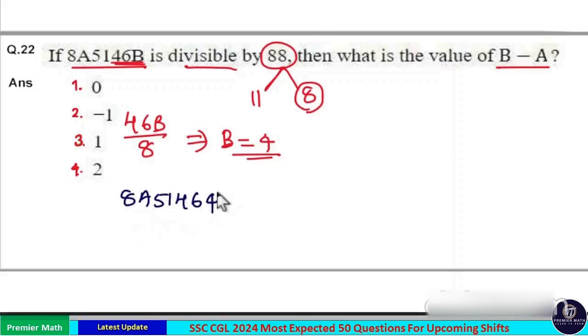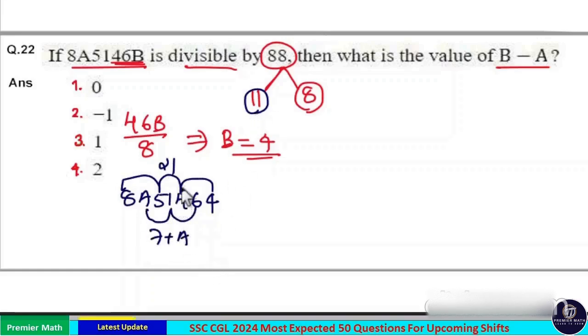So 8A5146B, with B equal to 4 here, should be divisible by 11, so check the divisibility rule of 11. Take the odd place sum and the even place sum. The odd place sum is 4 plus 4 is 8, 8 plus 5 is 13, 13 plus 8 is 21. The even place sum is 6 plus 1 is 7, 7 plus 8.